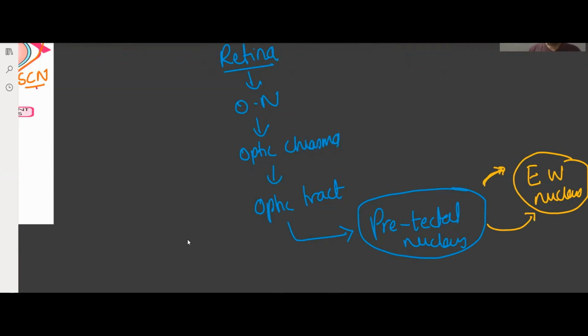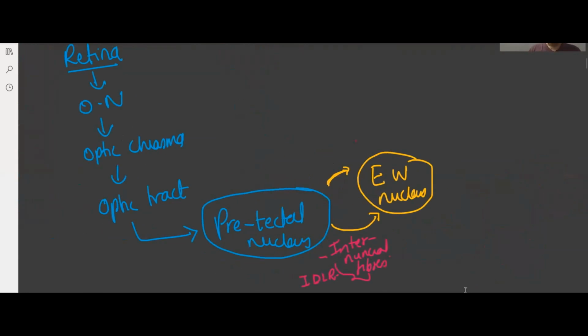Okay. So these are known as internuncial fibers. Since these internuncial fibers go to the other side of the Edinger Westphal nucleus, they are responsible for the indirect light reflex. So when someone asks you what is the mechanism for the indirect light reflex, it is nothing but the internuncial fibers going to the contralateral Edinger Westphal nucleus.